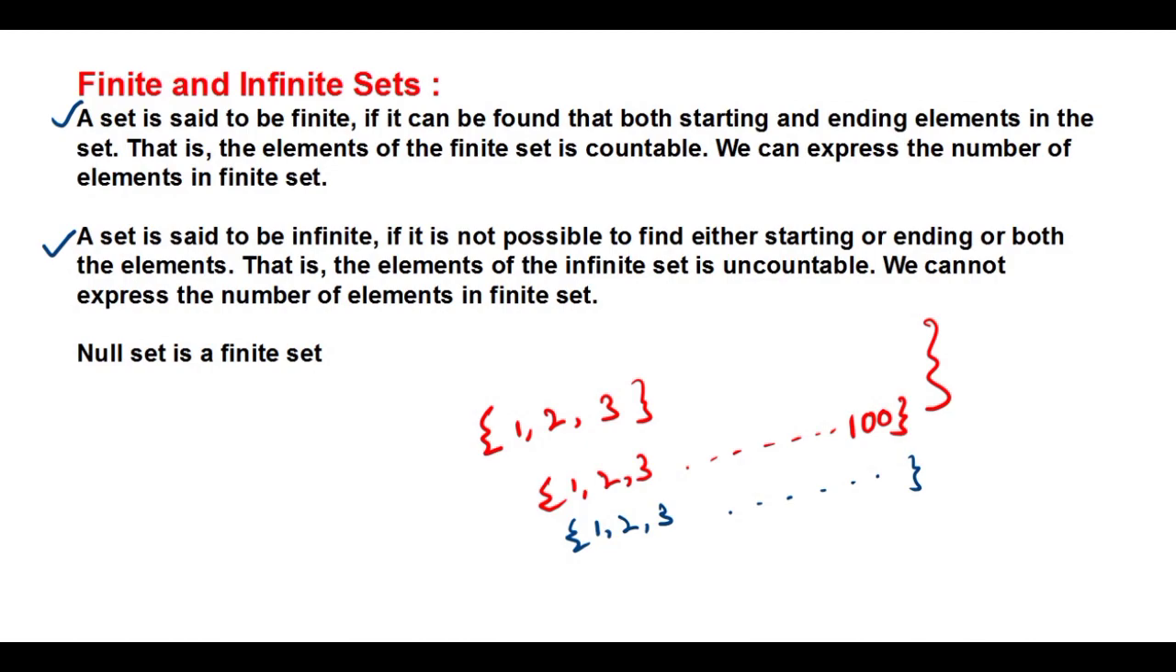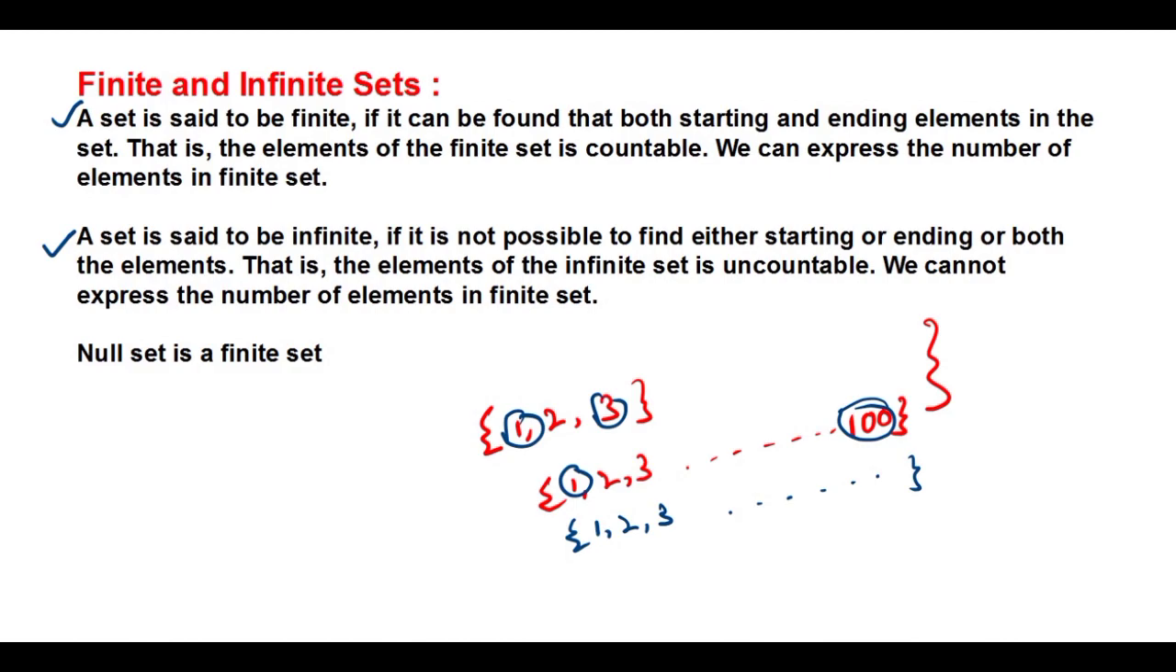A set is said to be finite if both the starting and ending can be found. Starting and ending, yes, we found here starting and ending. That is, the elements of a finite set are countable. So we can express the number of elements in a finite set, correct? Starting and ending numbers we can find, so then it is a finite set.